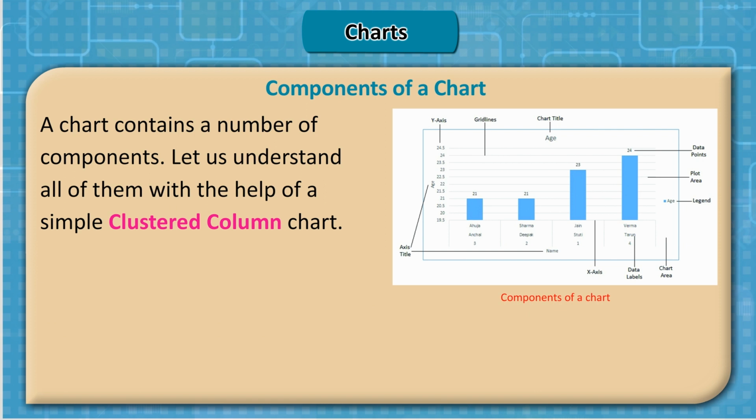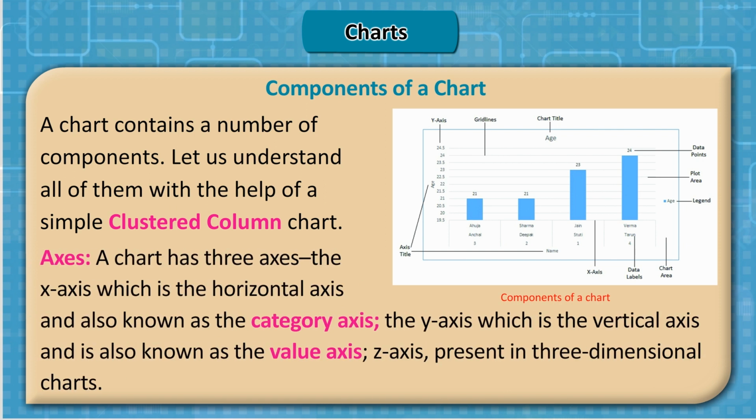Let us understand all of them with the help of a simple clustered column chart. Axes. A chart has three axes: the x-axis, which is the horizontal axis and also known as the category axis, the y-axis, which is the vertical axis and is also known as the value axis, and the z-axis, present in three-dimensional charts.